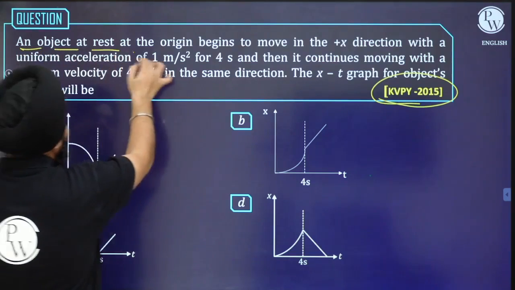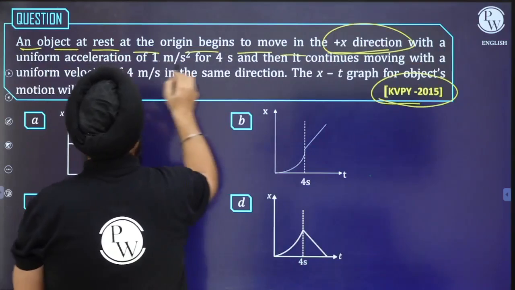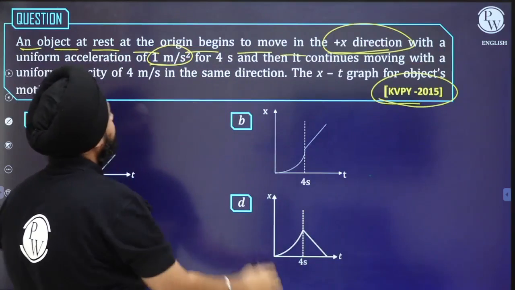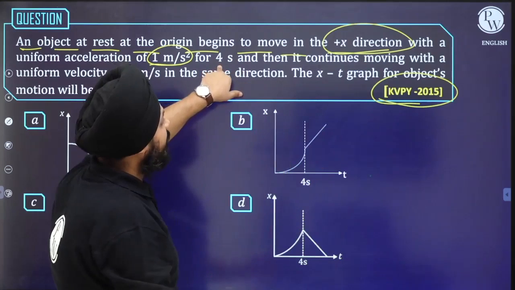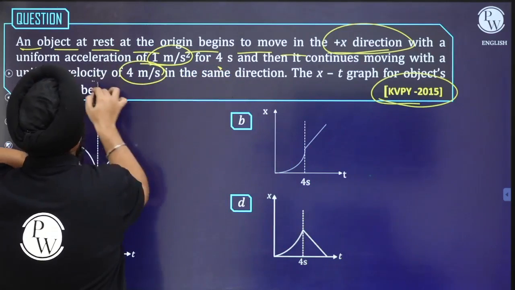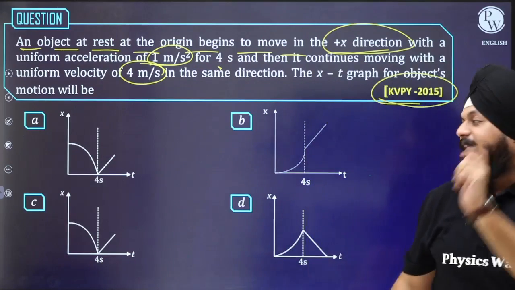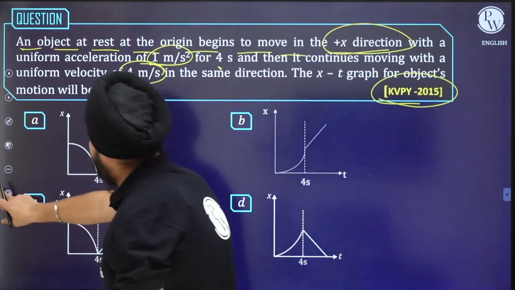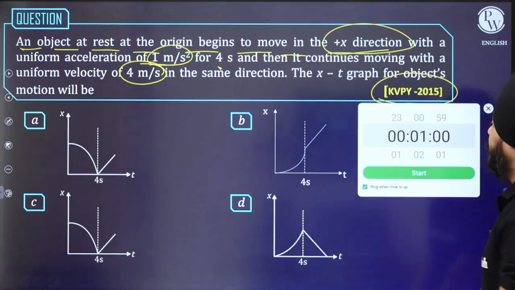An object at rest at the origin begins to move in the positive x direction with a uniform acceleration of 1 meter per second square. For the first 4 seconds, it moves with uniform acceleration, and then it moves with a uniform velocity of 4 meter per second in the same direction. Select the correct x versus t graph. Without wasting time, I am giving you a minute to solve.